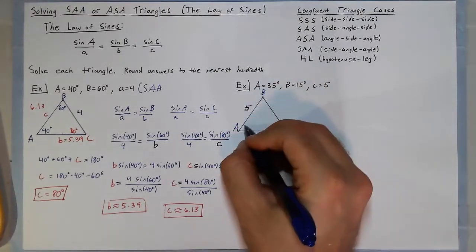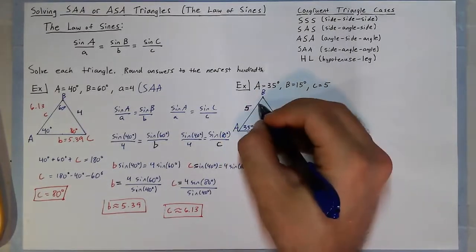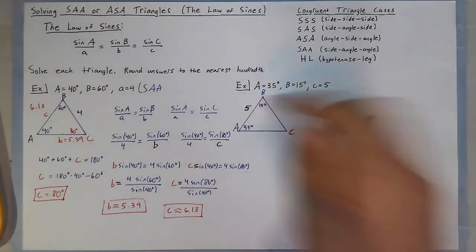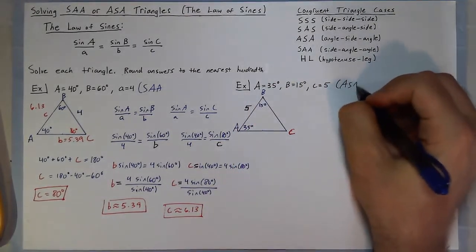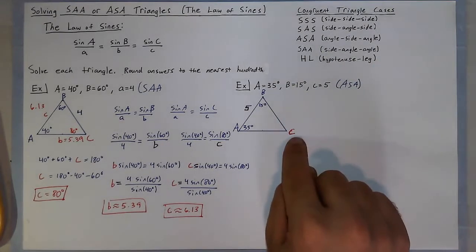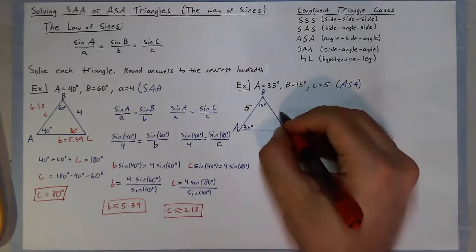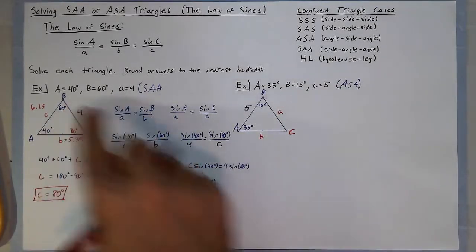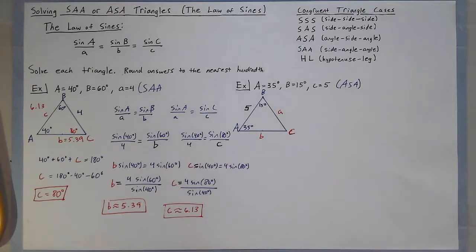And angle A is 35 degrees. Angle B is 15 degrees. You'll see here is this angle, side, angle in that order. And this leads to a very unique triangle. So now I'm looking for angle C, and I'm looking for side A and side B. And again, I'm given two angles, so I'm going to find the remaining angle right away.